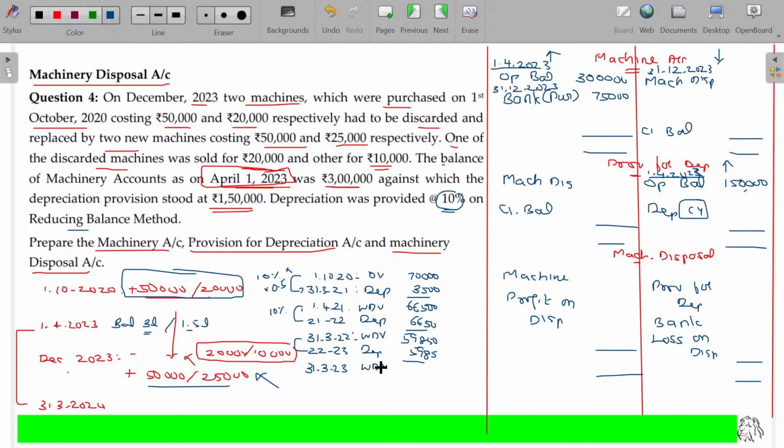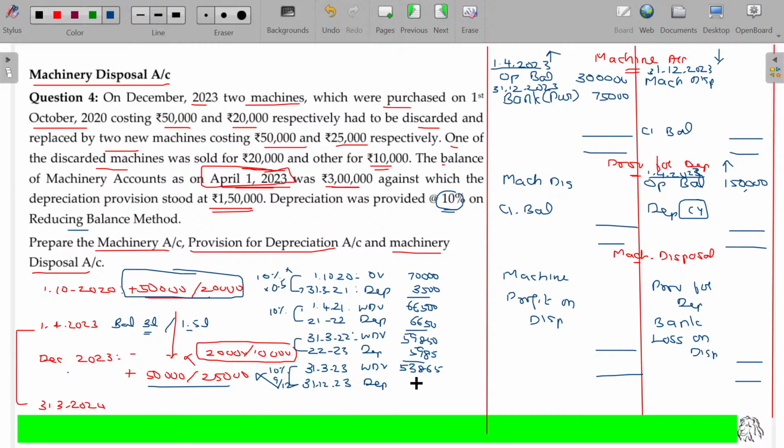WDV in this case being how much? 53,865. Is that clear? And we have not used it fully. In this year, we sold on 31st December 23. So you have to calculate the depreciation only to the date of sale. We used it for 9 months in this year, so 10% into 9 by 12. We used it only for the 9 months, so for that we have to calculate the depreciation for the 9 months.